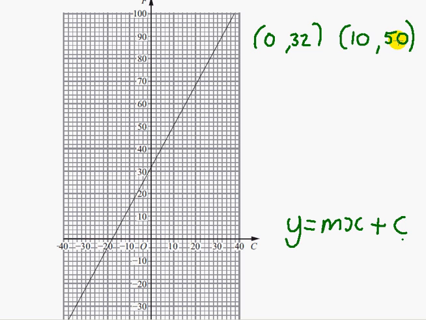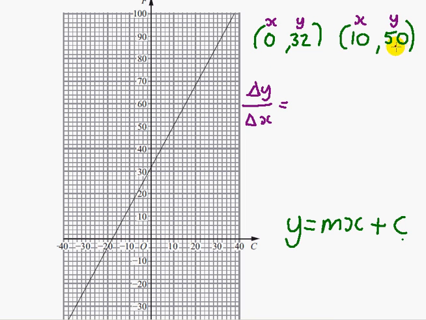So to find the gradient then, I'm just going to change my colour. It's change in y over change in x. That little triangle there means change in. I'm just going to write, so often students take away the wrong values. If you write x and y's up there, it really does just stop you from messing up.